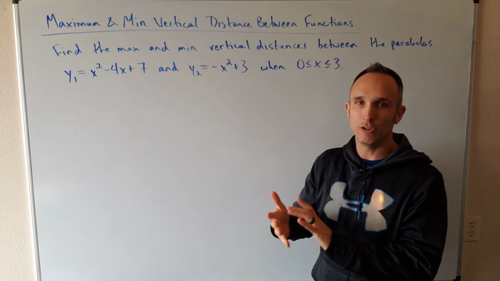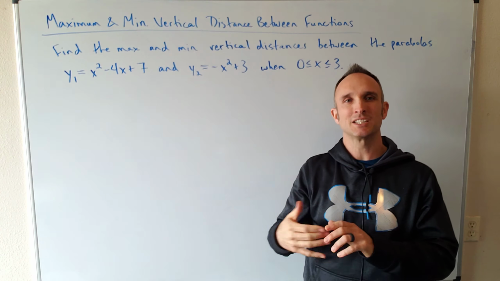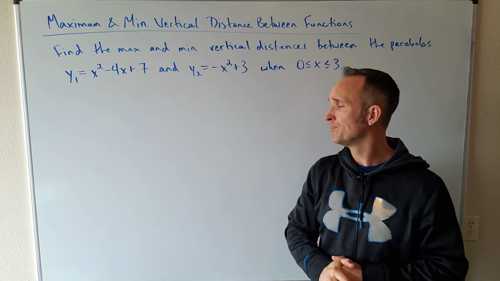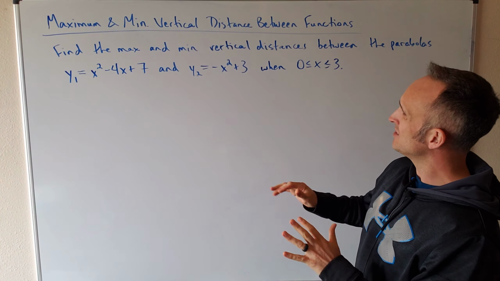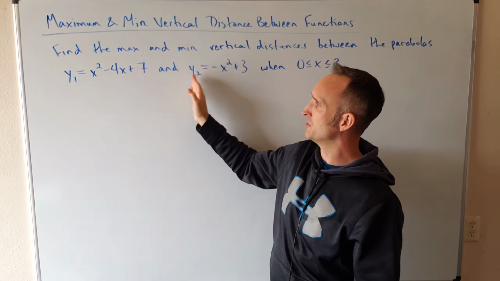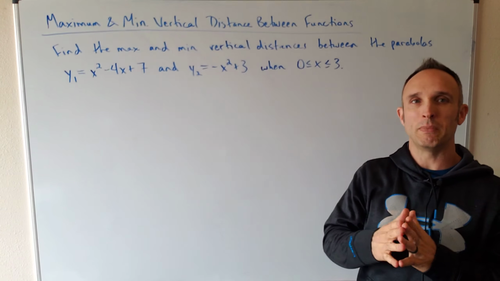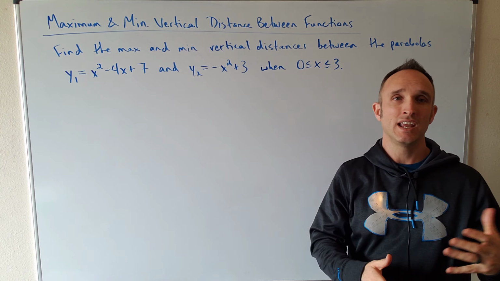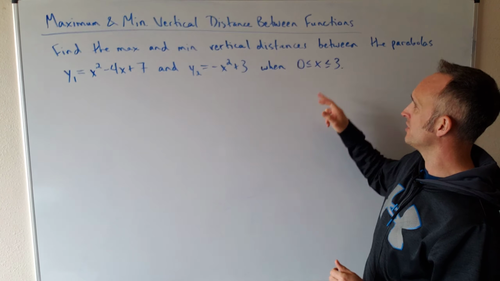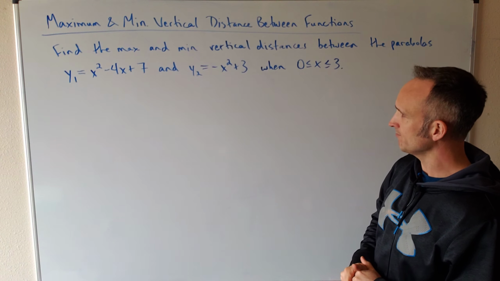Okay, so clearly an optimization problem. We're trying to maximize and minimize in this problem. So we need to figure out how to calculate the vertical distance between two functions. And then we're going to look to maximize that distance function and minimize that distance function on this closed interval.